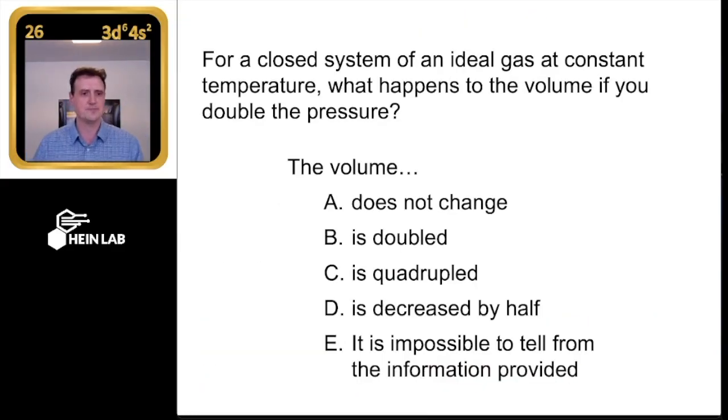Pressure, volume, temperature. So based on this, if we have a closed system of an ideal gas at constant temperature, what has to happen to the volume if you double the pressure?